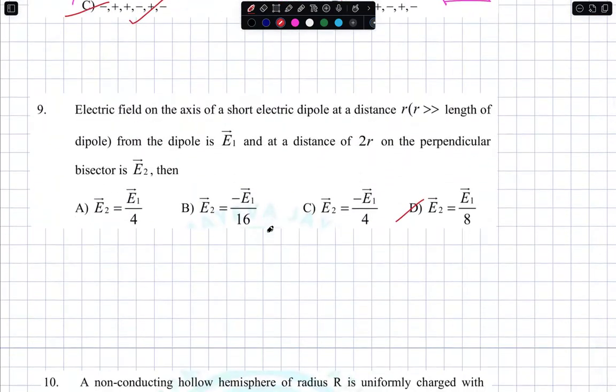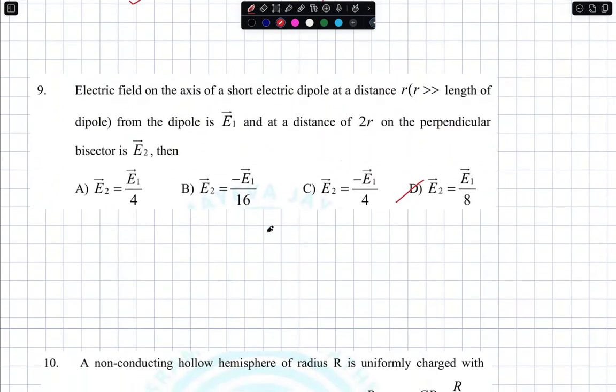Next, the electric field on the axis of a short dipole at a distance r, much greater than the length of the dipole, from this dipole is E1, and at a distance 2r on the perpendicular bisector is E2. Right. What do you want? See, E axial is 2Kp by r cube. E axial, they have given as E1 bar. This is in the direction of the dipole moment, p bar.